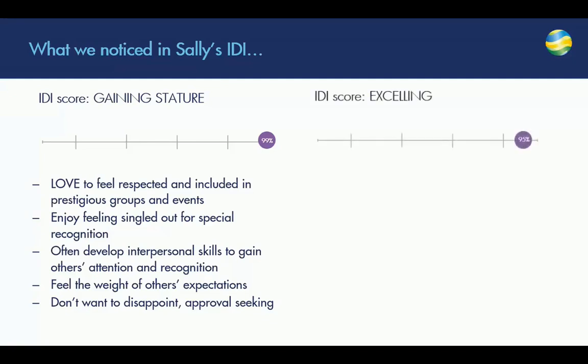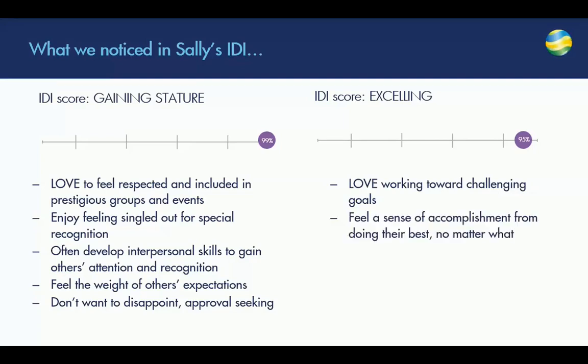Now, combined with that, Sally also had a really high score on excelling, which is getting energy from pushing yourself toward higher and higher goals. So they love working towards something. People high on excelling also feel a sense of accomplishment from doing their best no matter what. So really high expectations, doesn't matter what's going on. You always got to push yourself no matter what else is going on in your life.